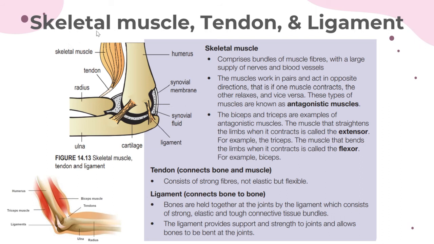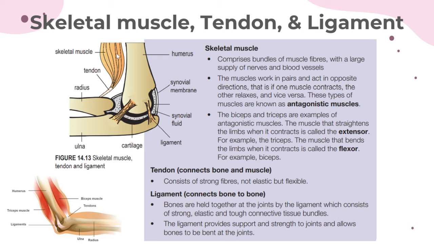Okay, next we go to skeletal muscle, tendon, and ligament. These structures are also important in support and movement. We go to the skeletal muscle first. Skeletal muscle consists of bundles of muscle fiber with a large supply of nerves and blood vessels.